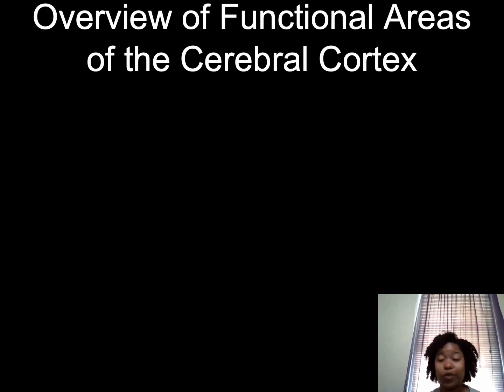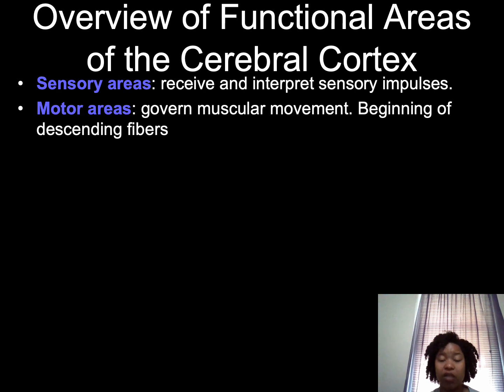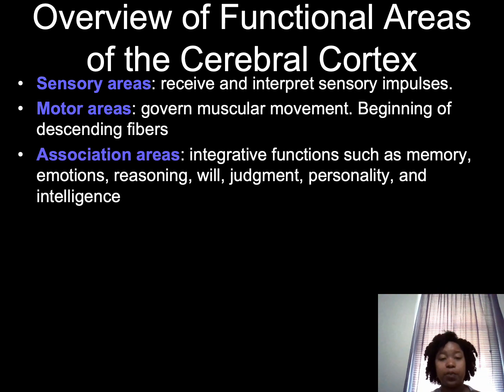So here's an overview. I know we talked about that a lot between the last slides and this one, but an overview of the functional areas of the cerebral cortex. You've got sensory areas that receive and interpret sensory impulses, motor areas that govern muscular movement, and that's the beginning of the descending fibers that send out information for those movements to occur. And then there are association areas that have integrated functions such as memory, emotions, reasoning, will, judgment, personality, and intelligence. That's where it takes all that sensory information and can interpret it as well as make lasting impressions about it and how to respond from a more emotional perspective.